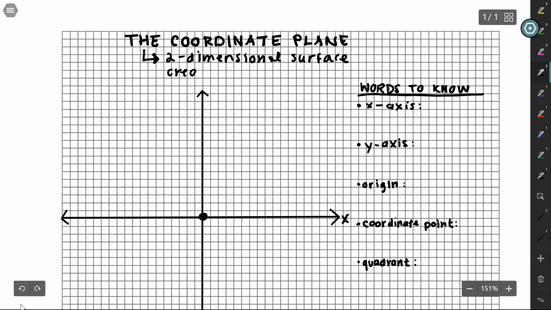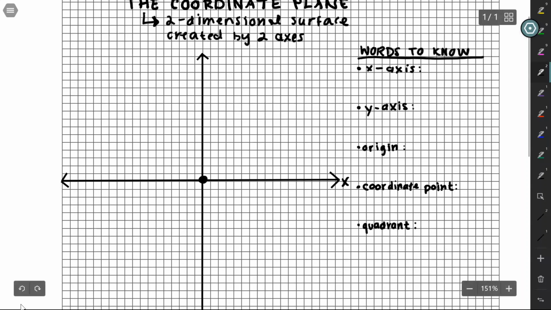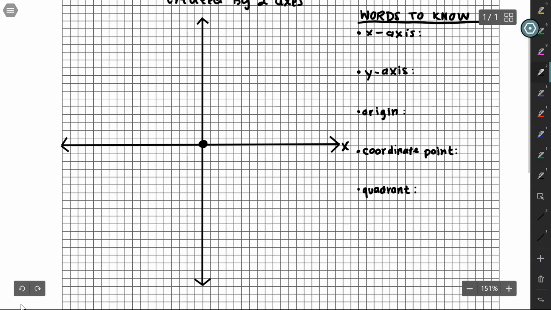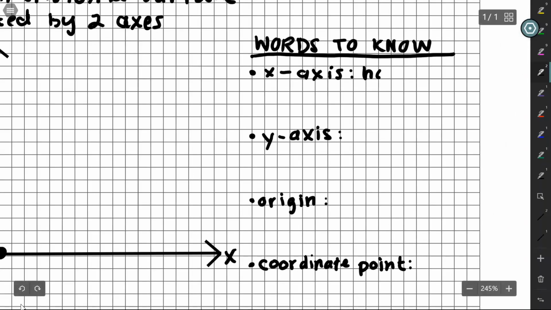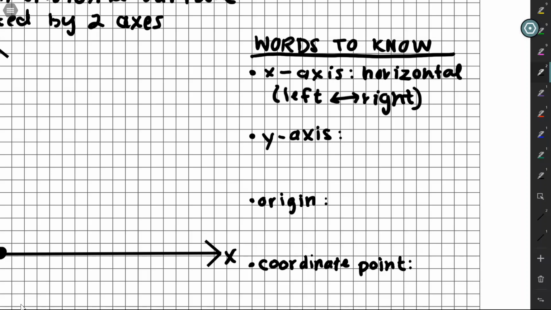Alright, so the coordinate plane is a two-dimensional surface created by two axes. We're going to define what those two axes are in our words to know. We'll go through the definition and then I'll show you where that is on the actual coordinate plane. Our x-axis is our horizontal axis, which means it goes left to right and right to left. I'll show you on the graph in just a little bit.